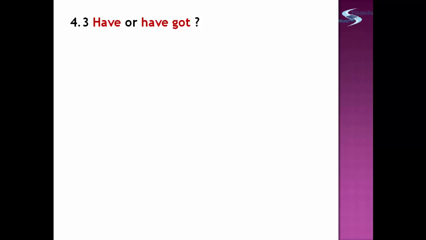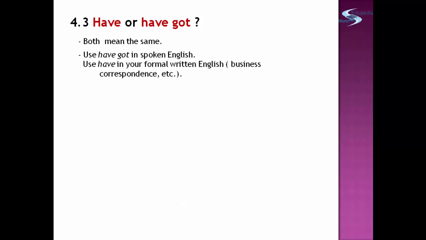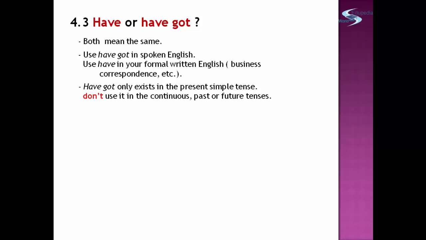4.3 Have or have got. Both mean the same. We use have got in spoken English. We use have in formal written English. For example, if you will be writing a business correspondence, we use the formal have. Have got only exists in the present simple tense. Don't use it in the continuous, past or future tenses.